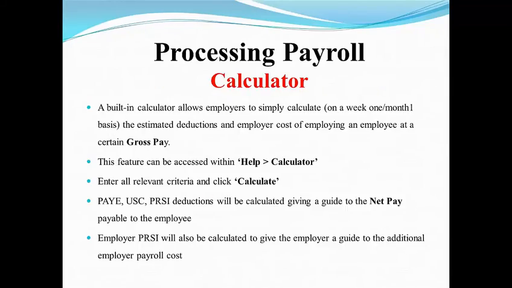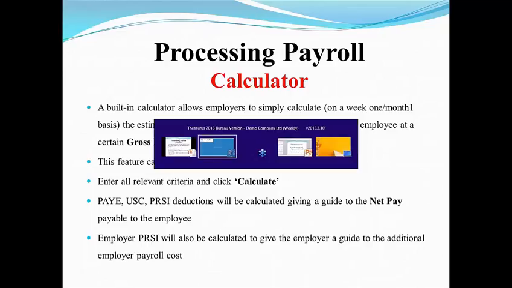So just to look now at the calculator within the payroll. So there is a built-in calculator allowing employers to simply calculate on a week 1 or month 1 basis the estimated deductions and employer cost of employing an employee at a certain gross pay. So this feature can be accessed within Help and Calculator. So you enter all relevant criteria and click Calculate. The PAYE, USC and PRSI deductions will be calculated, giving you a net pay payable to the employee. It'll also show you the employer PRSI, so this would give you the cost, if you like, of employing that employee. Okay. So just to take a look at that on the software.